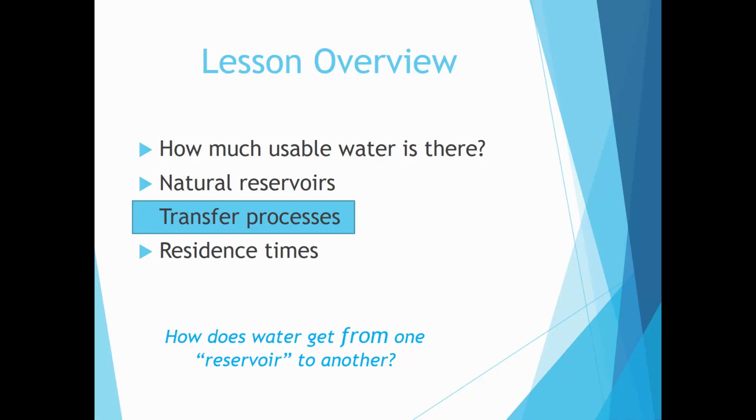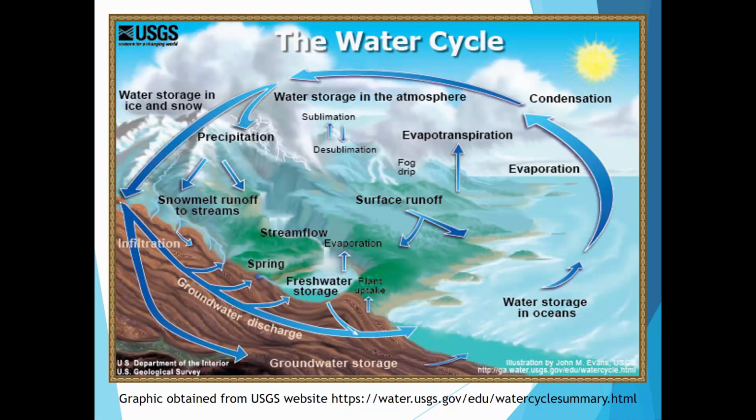In this next set of slides, we're going to focus on the transfer processes within the water cycle, and basically we'll be answering the question, how does water get from one natural reservoir on Earth to another? And we will be going through most of the processes on this diagram, which is from the United States Geological Survey. You can go to the website shown here on this slide, which is part of the Water Science for Schools site that's hosted by the USGS, and it outlines and describes each of these processes in detail.